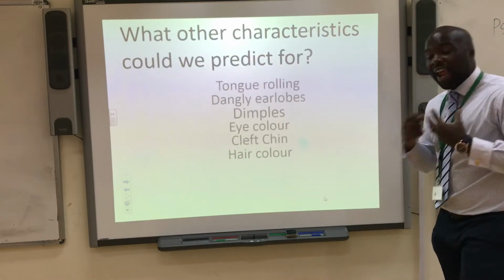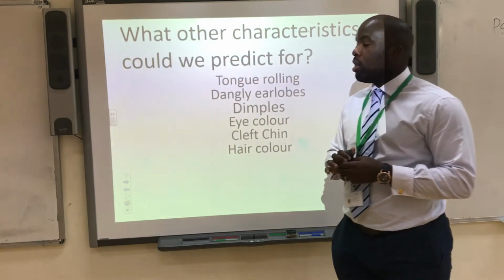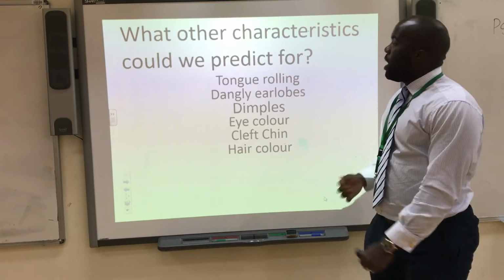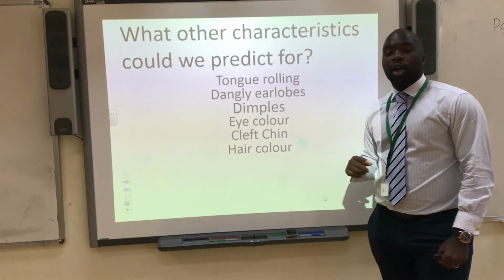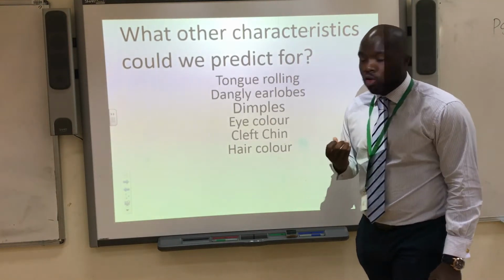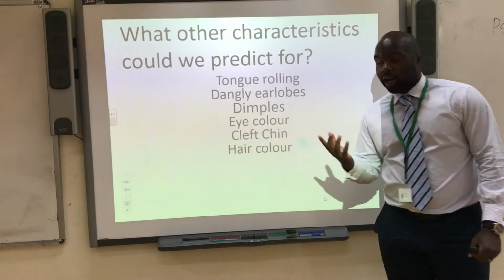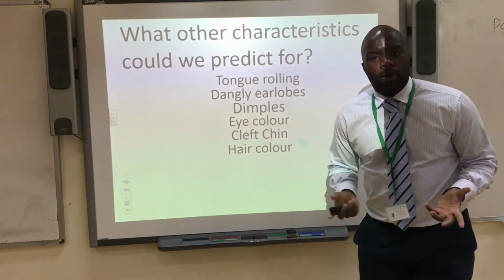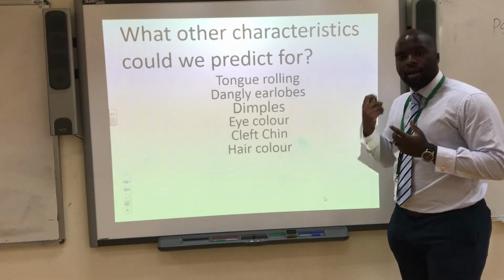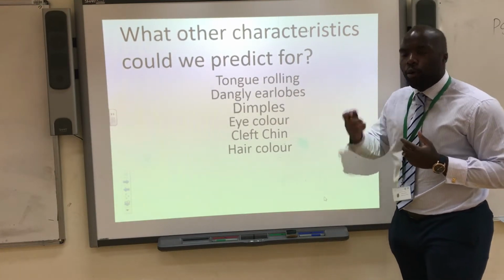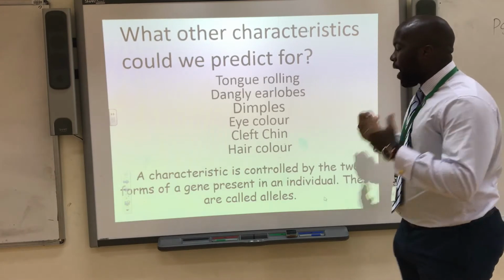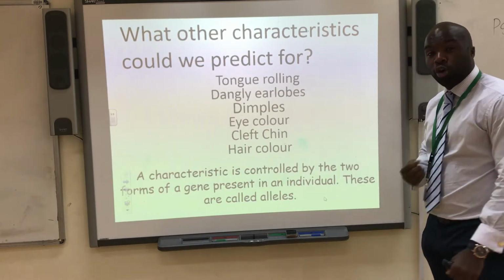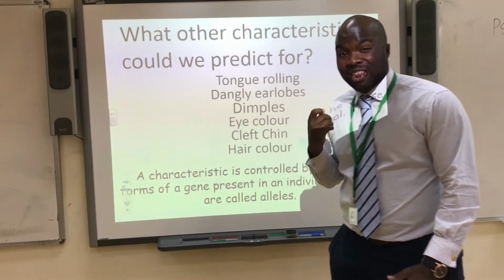The characteristics that are coded for by your genes are really endless. It could be, for example, tongue rolling, whether you can roll your tongue. It could be eye color. It could be whether you have a cleft chin. It could be whether you have sickle cell. They're really coded for everything about you, coded for by your genes. Now, a characteristic is controlled by two forms of the same gene.